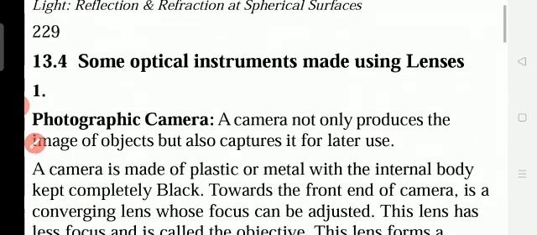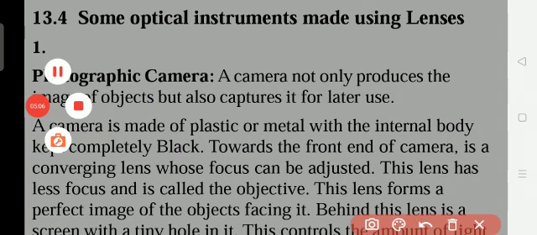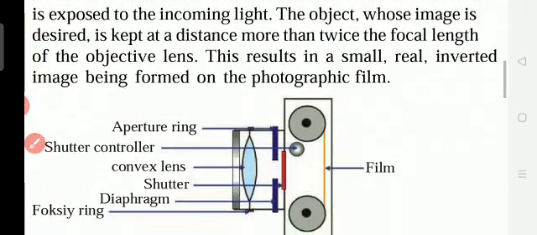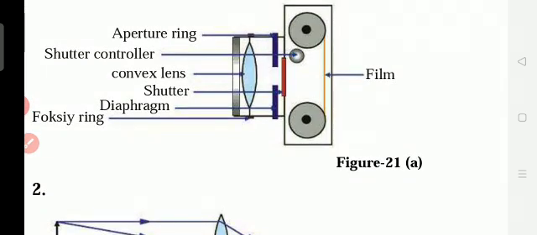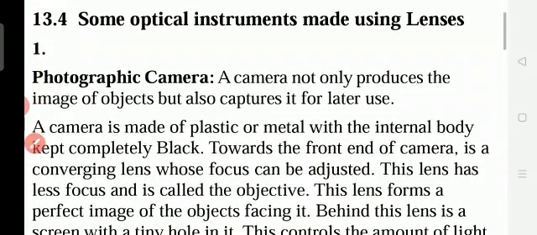Understand? Now some optical instruments made using lenses. So the first one is the photographic camera. In the photographic camera, what kind of lenses are they using? By looking at this, you say what is the lens? This one is a convex lens. So how do they use the convex lens in the camera?